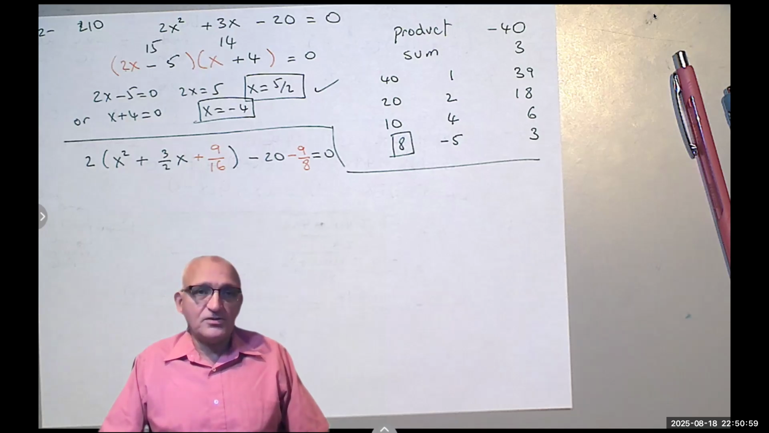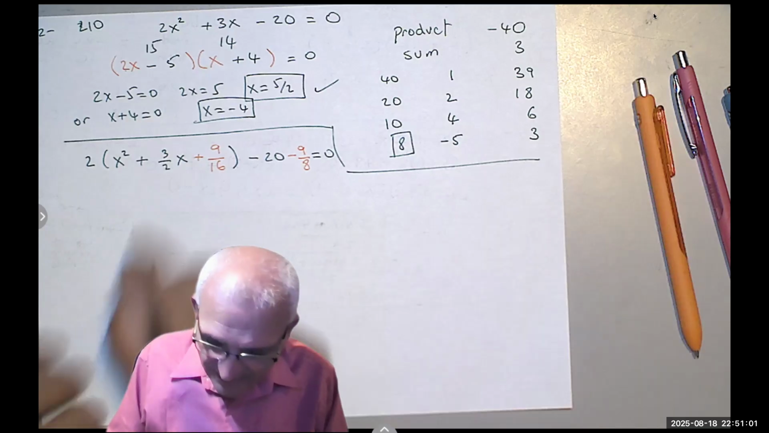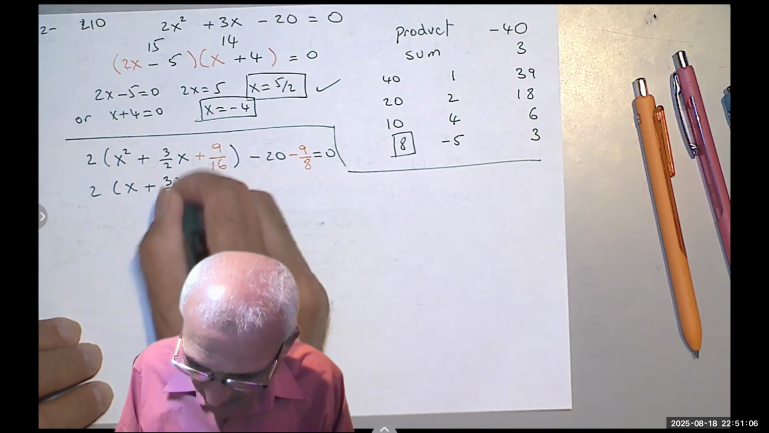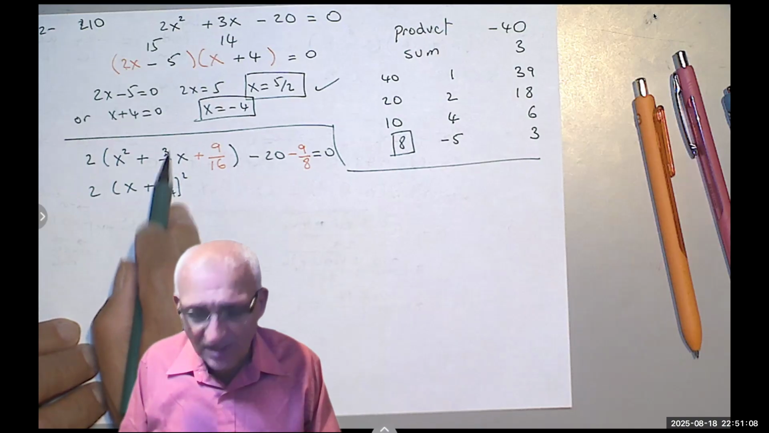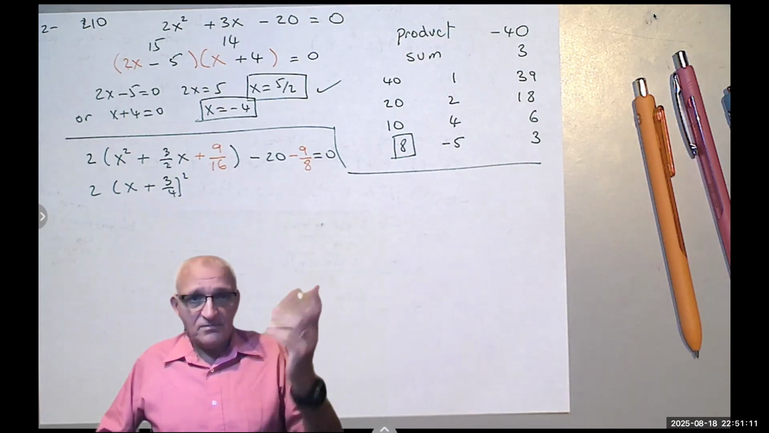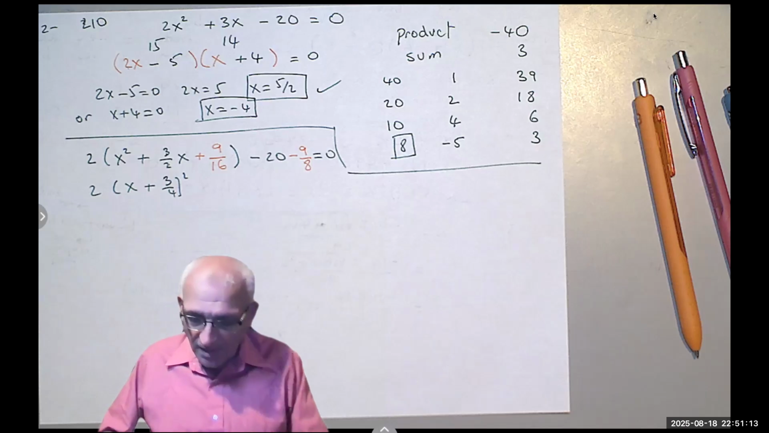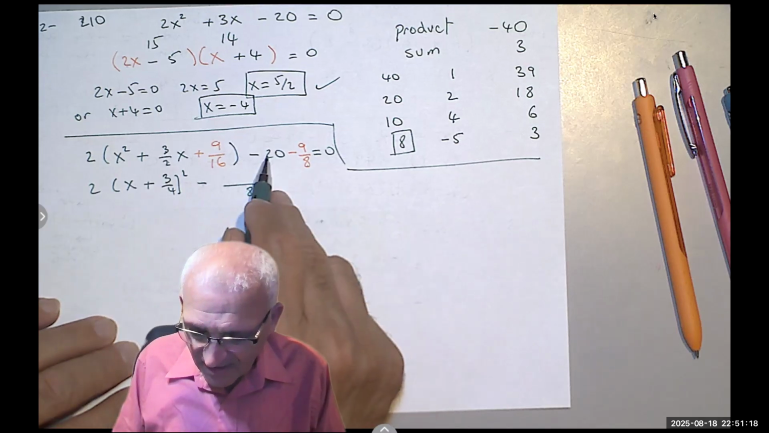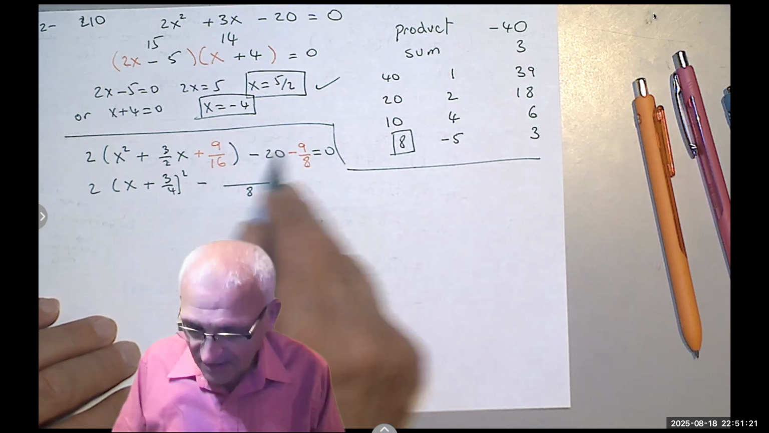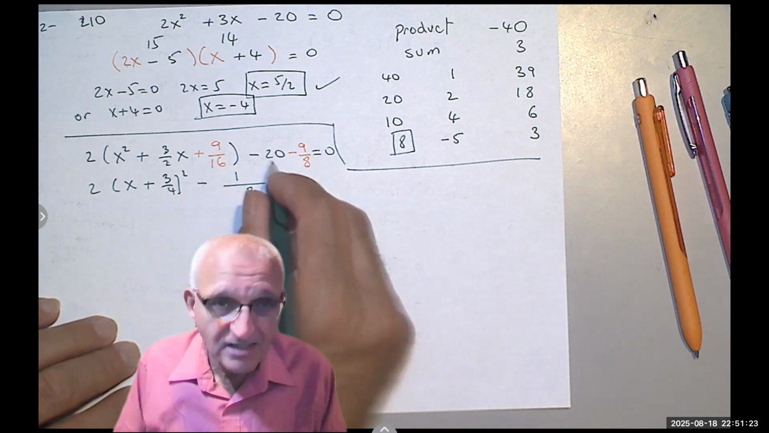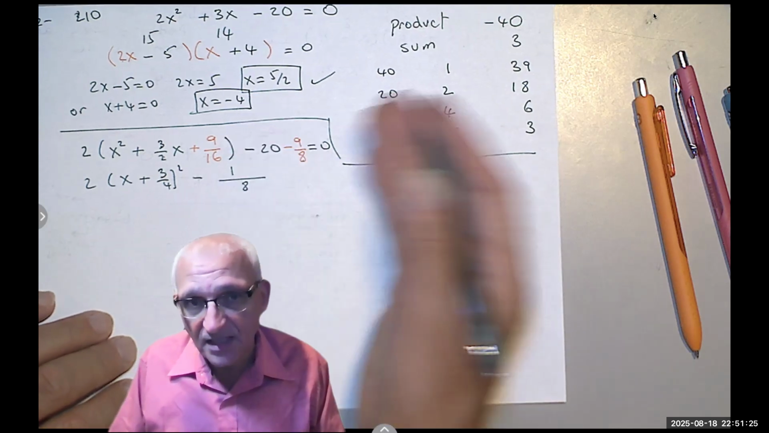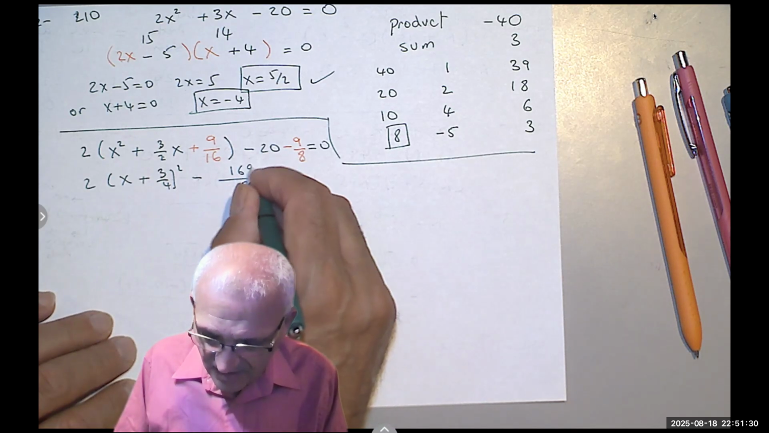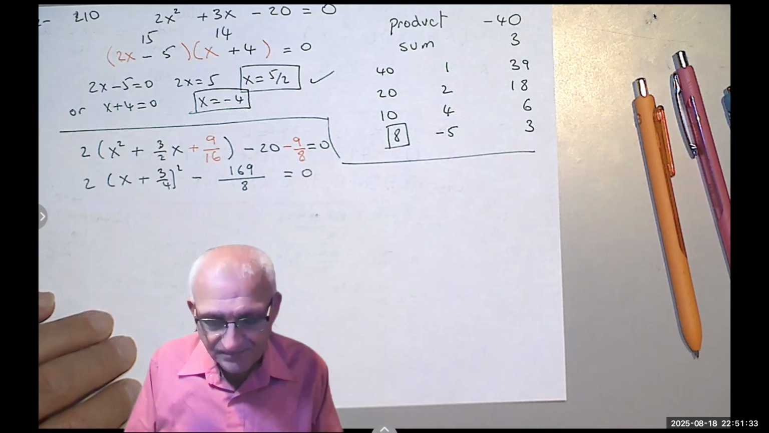This is extremely important. Now, I know that this guy is x plus 3/4 squared. How did I know? Because when I divide this by 2, I get 3/4. So you don't need to check. Minus, I'm going to take a common denominator of 8. 8 times 20 is 160 plus 9 is 169. Notice I took the negative out. So this is like 20 plus 9/8. Factor the 8. 8 times 20 is 160 plus 9 is 169 equals 0.